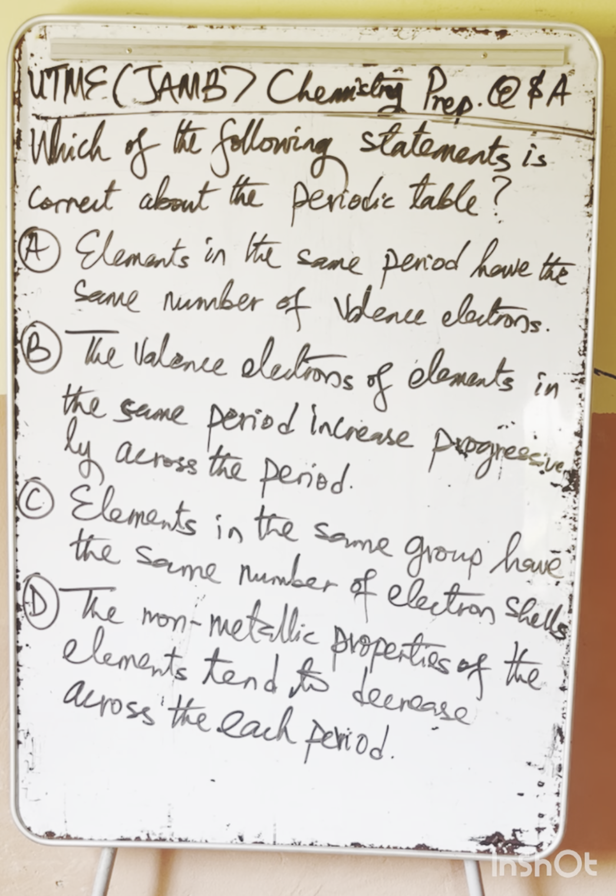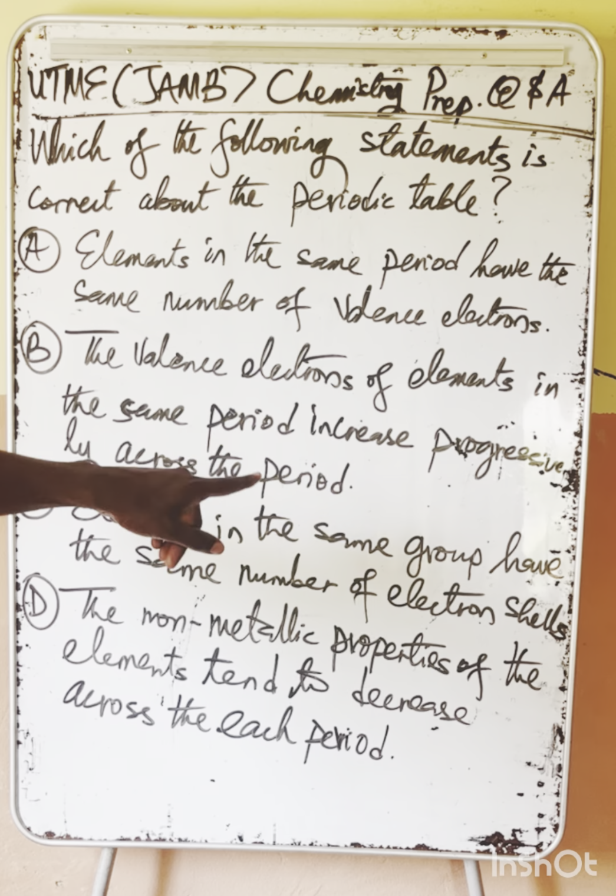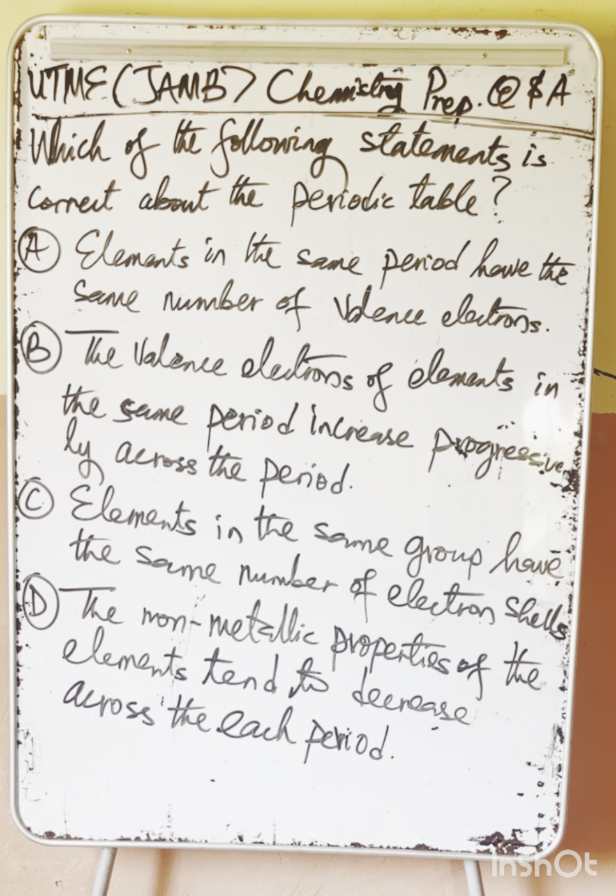C, elements in the same group have the same number of electron shells. That's a lie. That would have gone for period. In fact, they switch the ideas between A and C to make them wrong.